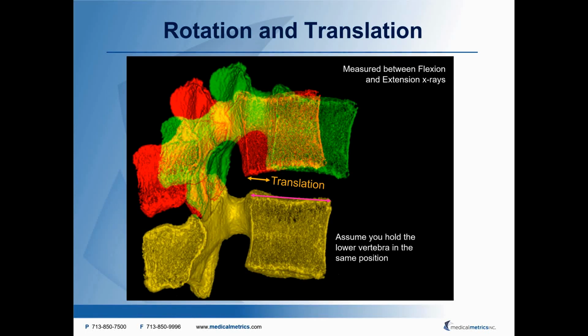To account for variability in the effort each patient puts into flexing and extending, the intervertebral translation is divided by the intervertebral rotation. The intervertebral rotation is the change in the angle of the inferior end plate of the superior vertebra, relative to the superior end plate of the inferior vertebra.